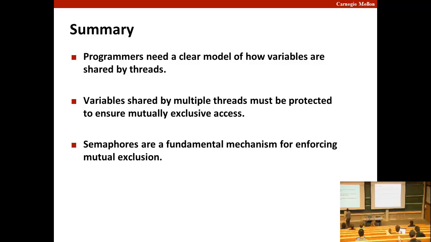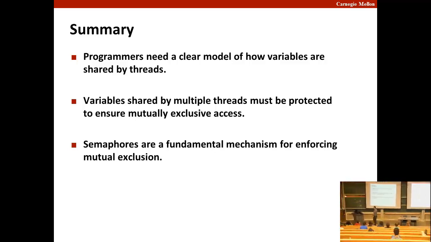Variables shared by multiple threads must be protected to ensure mutually exclusive access. Okay. What does that mean? Well, more generally, that means if we identify a critical resource, something that's being shared that can't safely be shared, we need to protect it so it's not.